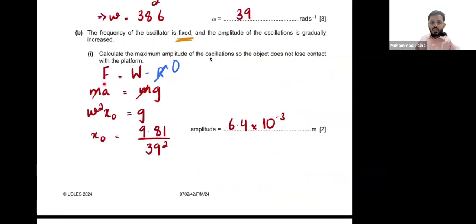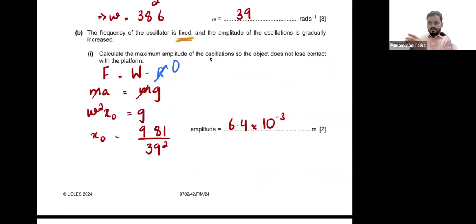So if I write out the equation for force, force here is mass times acceleration. The resultant force should equal the weight, which is mass times acceleration due to gravity. You see that the masses cancel out, and the acceleration of this object is equal to the acceleration due to gravity when it loses contact.